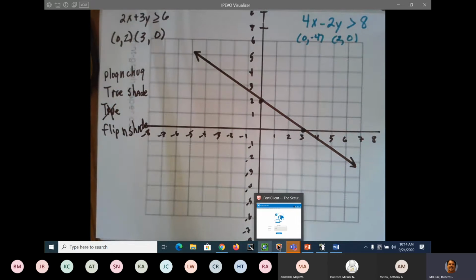Does anybody have any idea which point I'm going to pick? Somebody's supposed to guess. That means say something. That means interact with the teacher. So nobody has a clue what point I'm going to pick? Is anybody there?